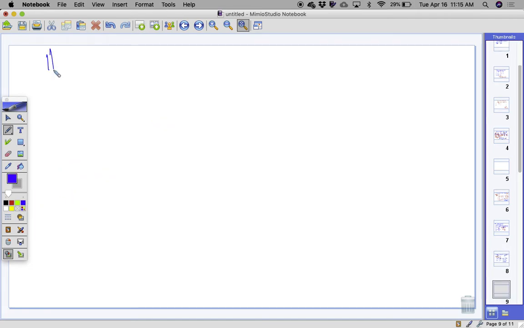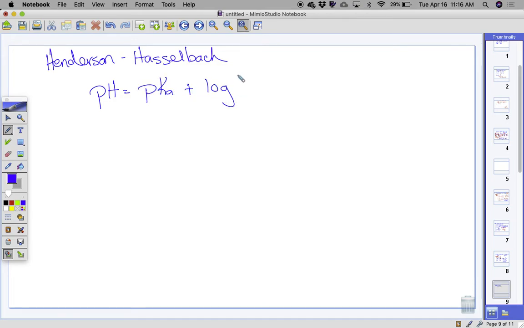You probably have to write it down somewhere, and I can't spell, so I don't know how it's spelled. All right, so it says the pH equals the pKa plus the log, and I don't like it written this way, but I'm going to write it this way, and then I'll show you the way I write it to remember it.